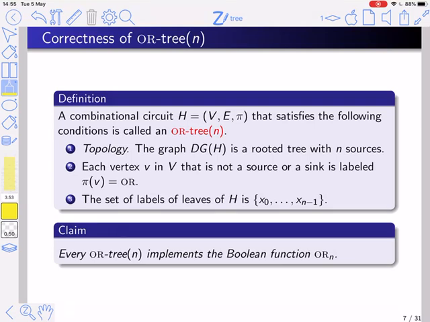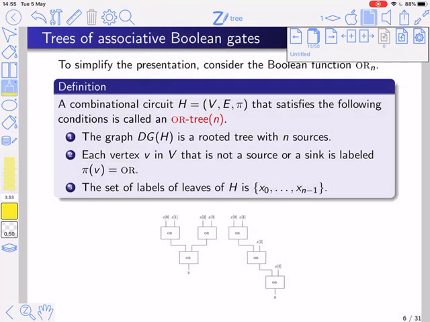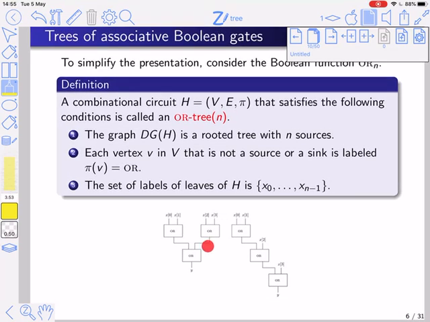Now, suppose we have a combinational circuit which is an OR tree over n bits. We claim that such a combinational circuit always implements the Boolean function OR n. Okay, so it's kind of obvious, but let's try to understand what we need to prove here. We have 2 completely different combinational circuits. For example, in the circuit on the left, x2 and x3 are fed together to the same OR gate. But here, x3 and x2 are not fed to the same OR gates.